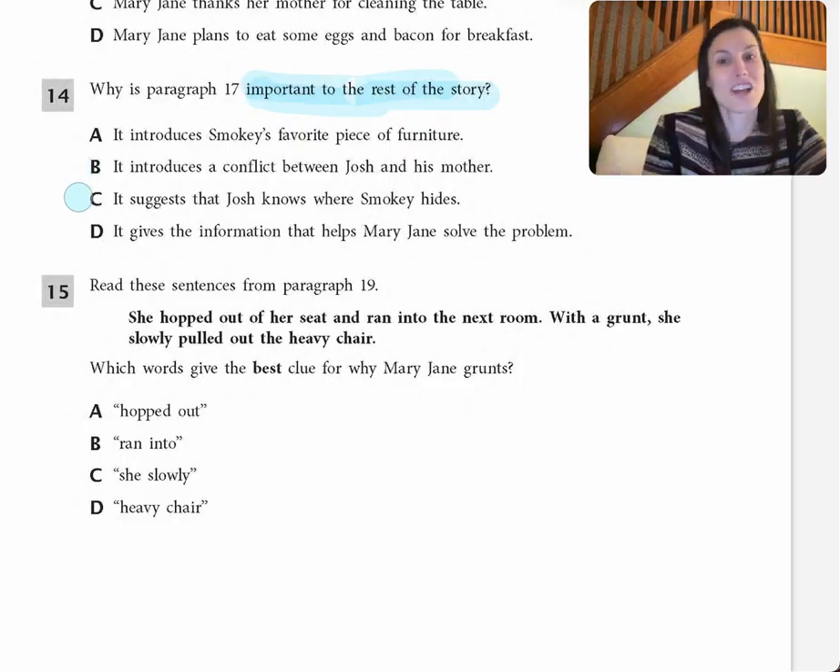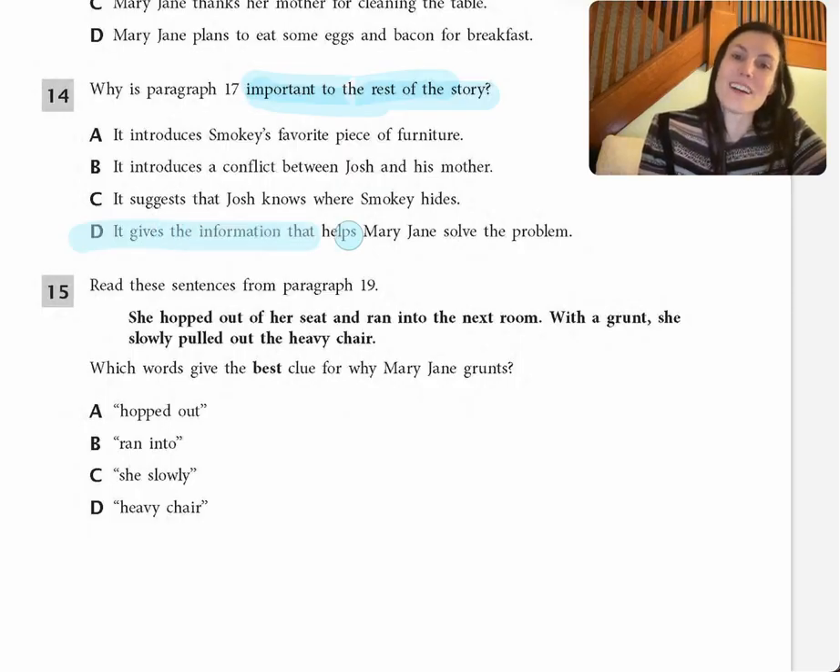It suggests that Josh knows where Smokey hides. This answer choice doesn't really fit because they're not looking for Smokey. He was right there. They're looking for where he put stuff. So now we have answer choice D. It gives information that helps Mary Jane solve the problem.